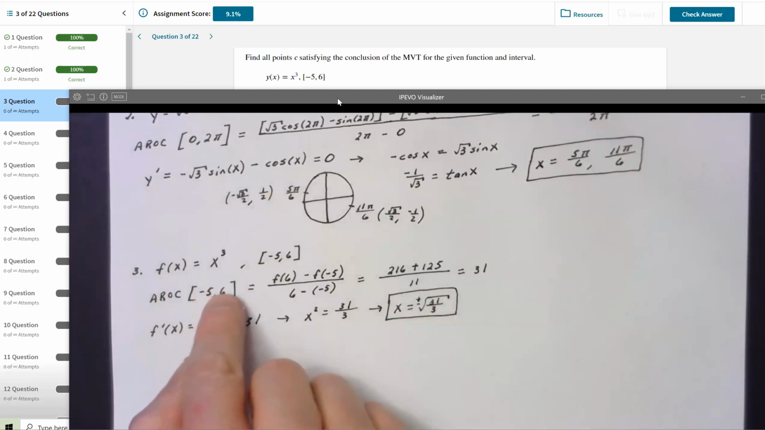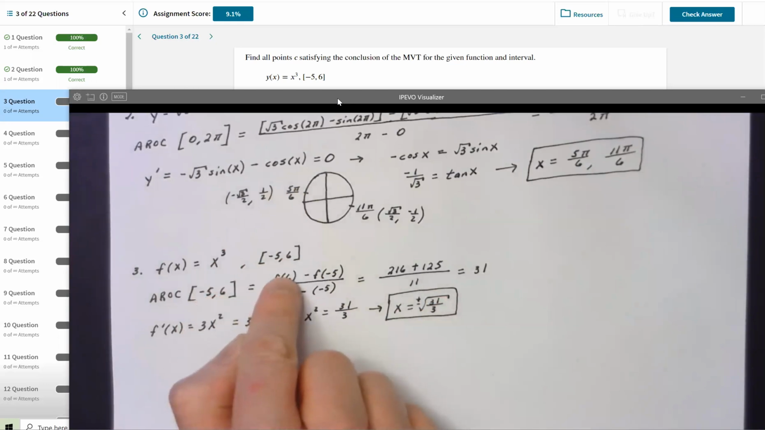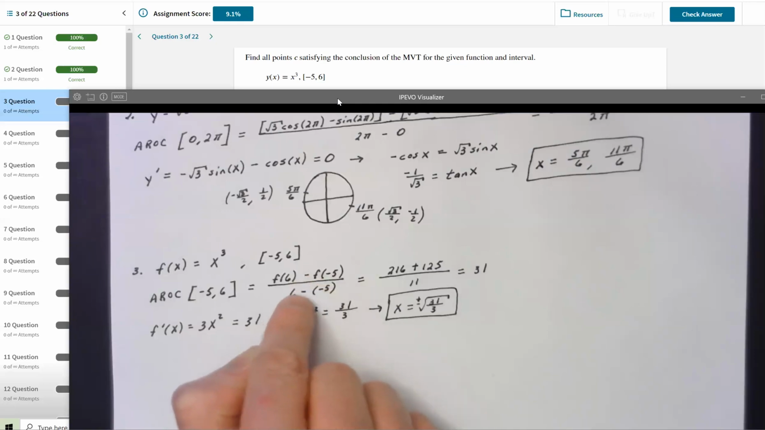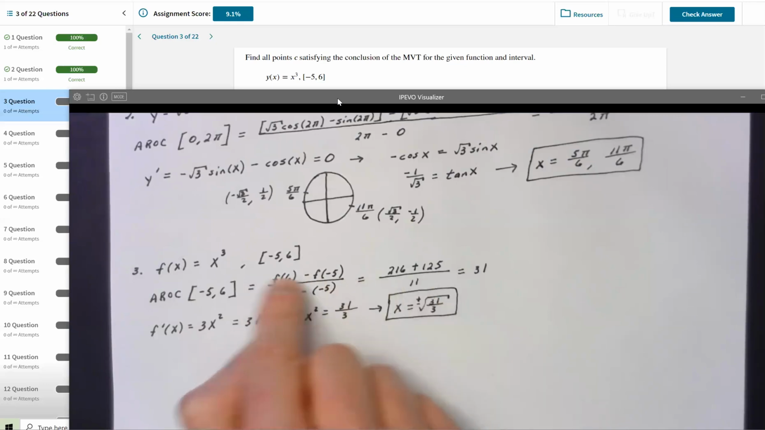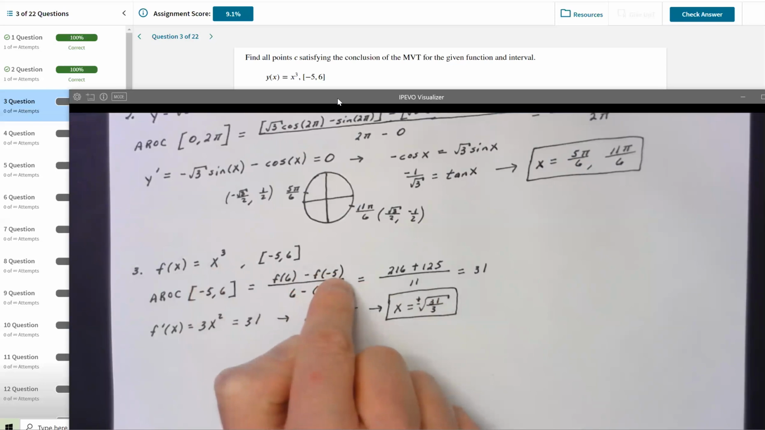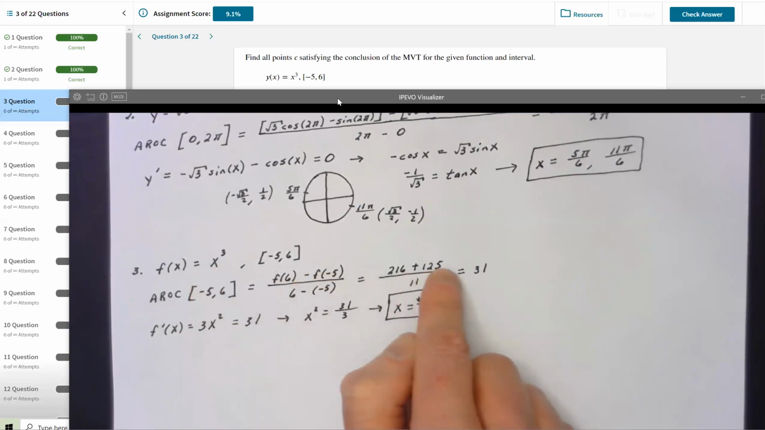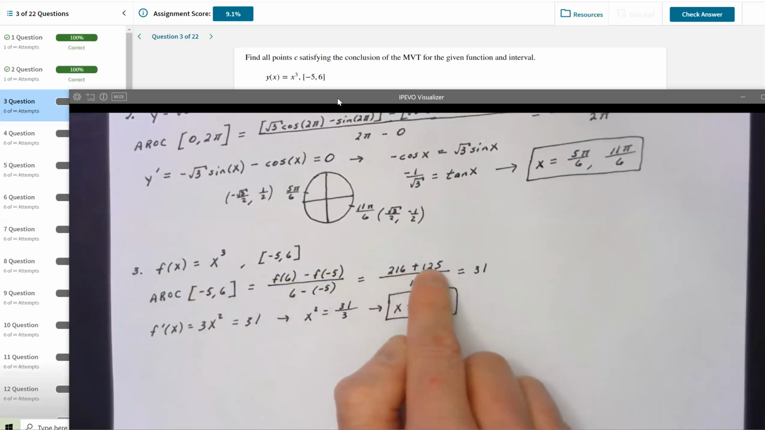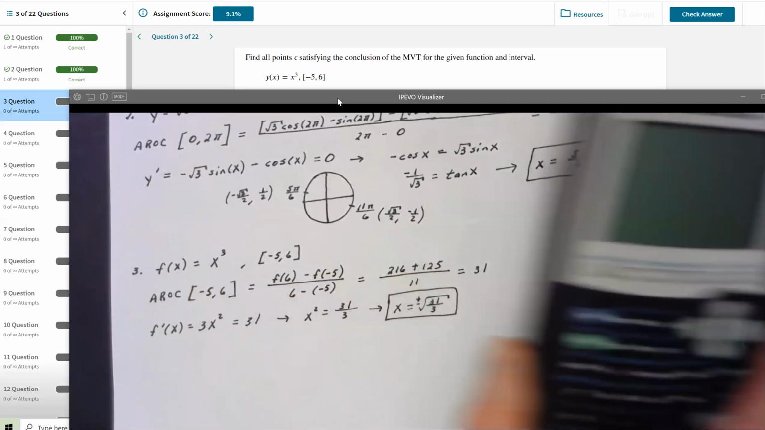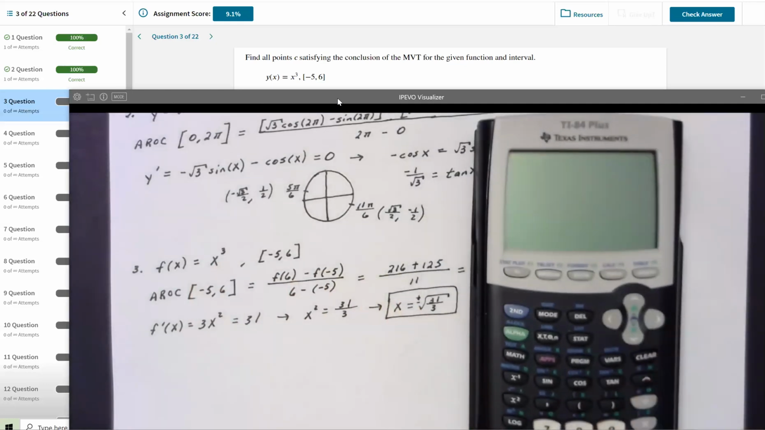So I find the average rate of change, f of 6 minus f of negative 5 over 6 minus negative 5. Clearly my denominator is a positive 11. My numerator is just going to be 6 cubed minus a negative 5 cubed. But a negative 5 cubed is a negative 125. If you're subtracting a negative 125, you're adding 125. So I have 6 cubed, 216, plus 125 in that numerator. When I did that and divided by 11, you'll see I got my 31.